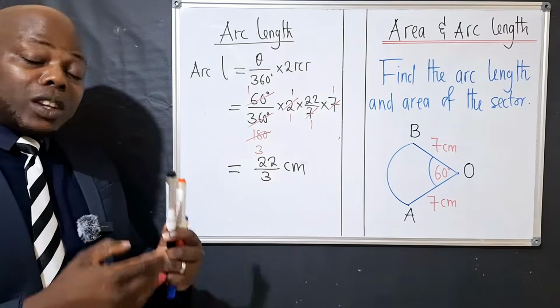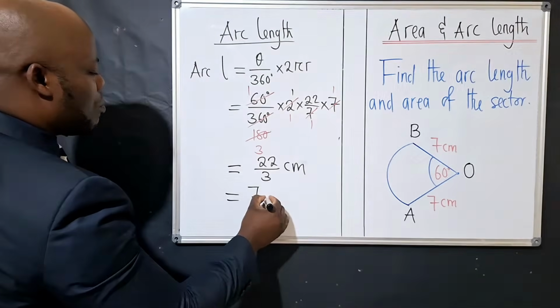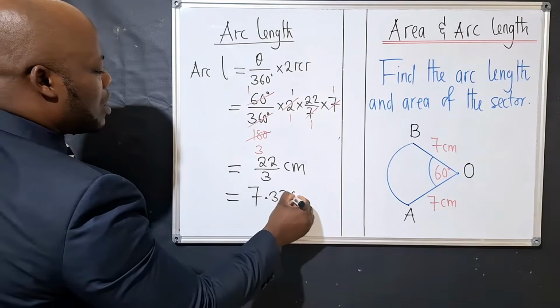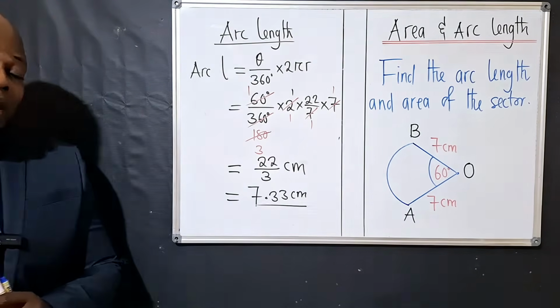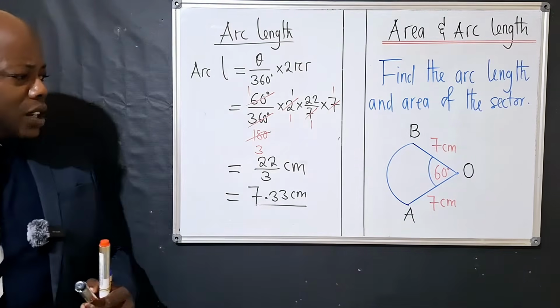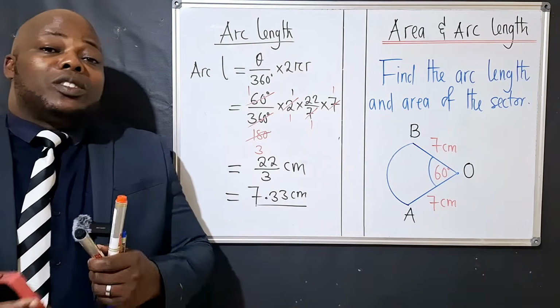This is where our answer can remain. Or if you want, you can put it in a decimal form, which will be 7.33 centimeters. So this is our answer for the first question. Now let's check out the next question where we need to find the area of a sector.